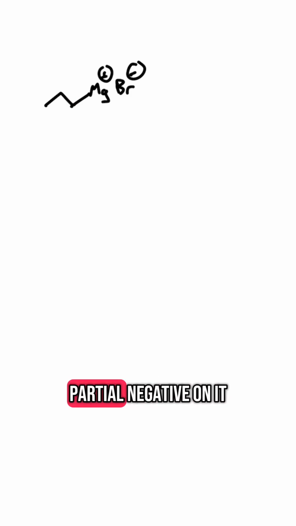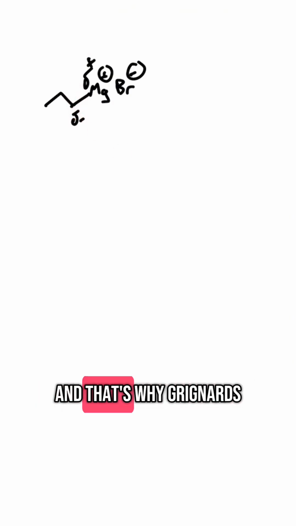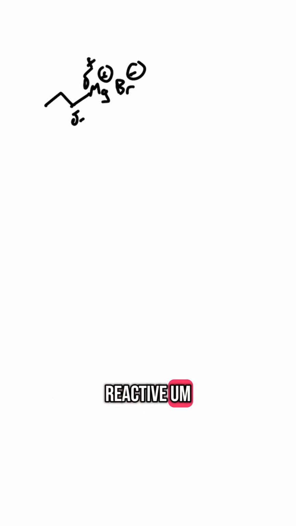Now that we have our Grignard reagent, remember this is a plus, this is a minus. So this carbon, this one right here, actually has a partial negative on it, like a lowercase delta minus. This is like a lowercase delta positive. Because of that, this carbon doesn't really like holding that negative charge, so it's pretty nucleophilic. It's looking to offload that now. And that's why Grignards are so reactive.